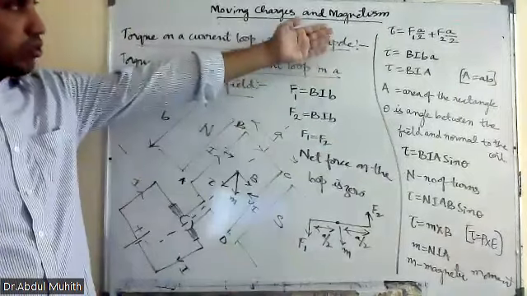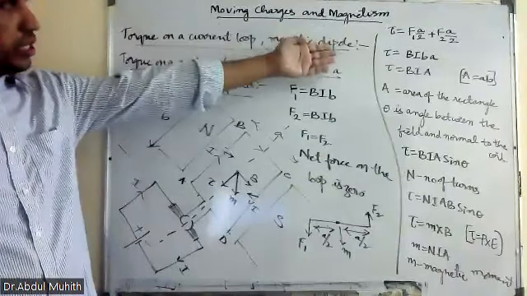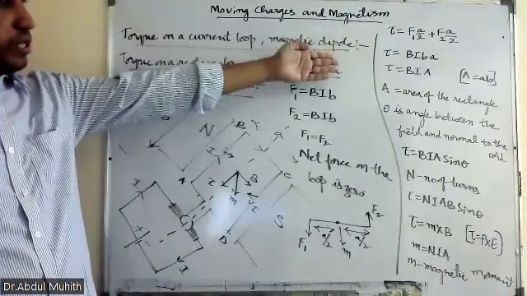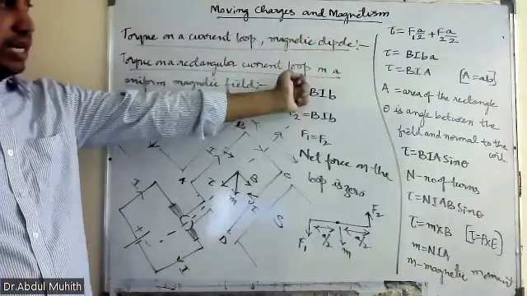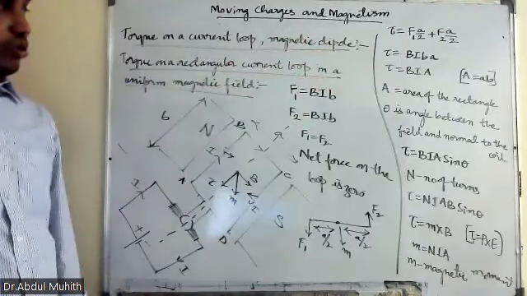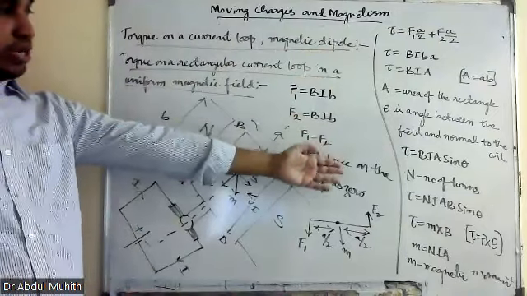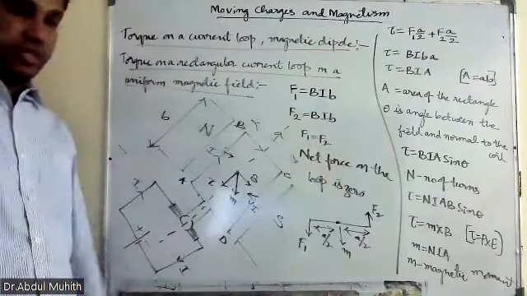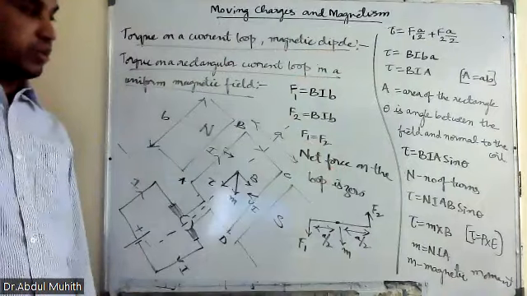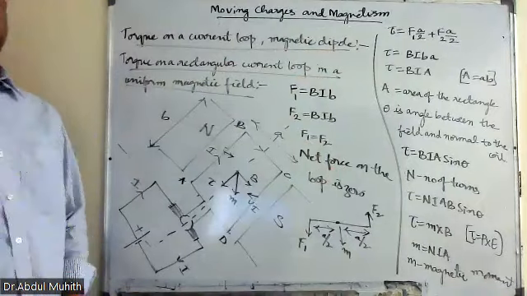So what is tau? Tau is equal to force into perpendicular distance. We took tau is equal to B I A B, B I A. A is the area of the rectangle, theta is the angle between the field and the normal to the coil. So tau is equal to B I A sin theta. N is the number of turns, so N I A B sin theta. So tau is equal to M cross B. M is N I A, where N is the number of turns, I is the current, A is the area. Is that clear?